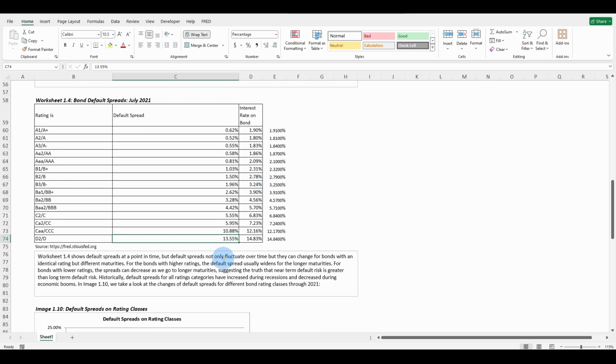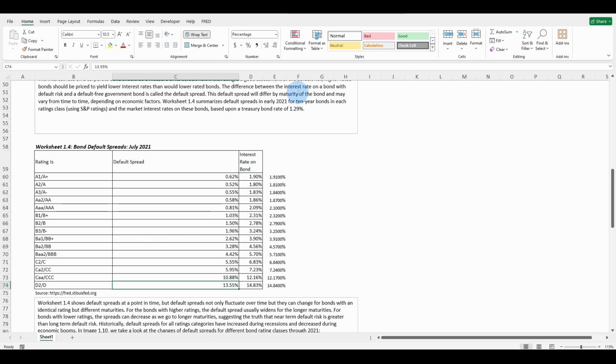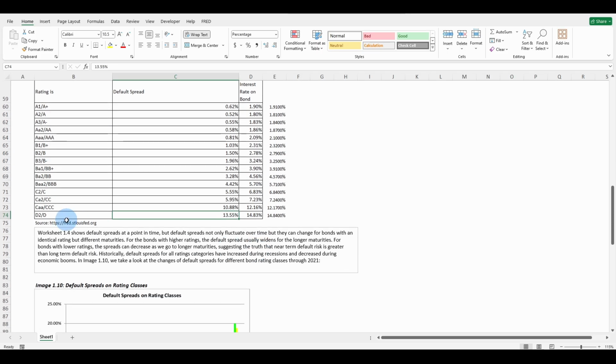13.55. That's the risk factor an investor would demand in order to buy a D-rated bond. That means a default bond. And today, with this up to nearly 5%, you can see that it's really expensive to be buying a junk bond.